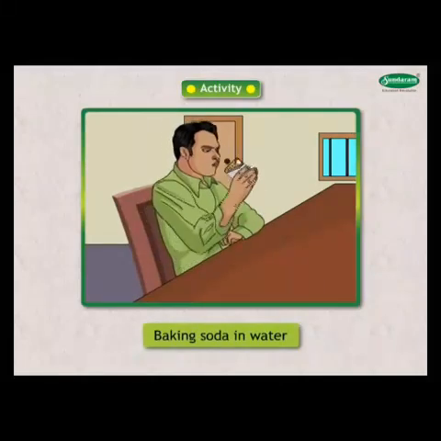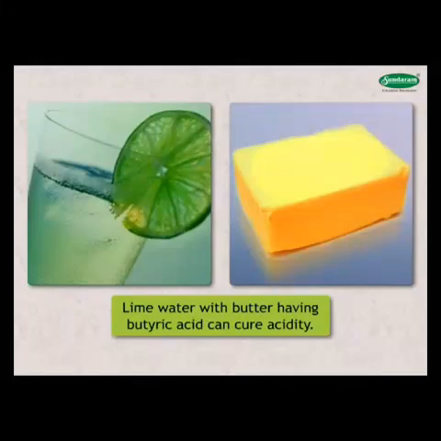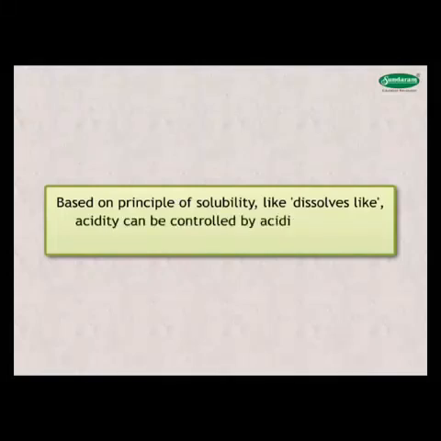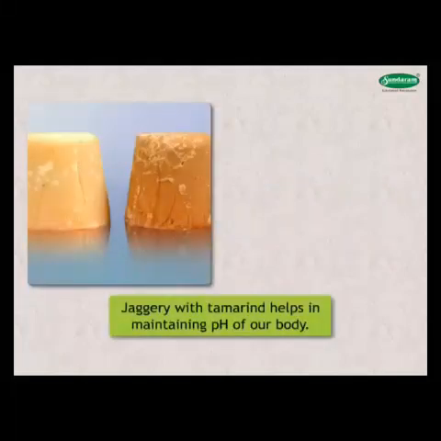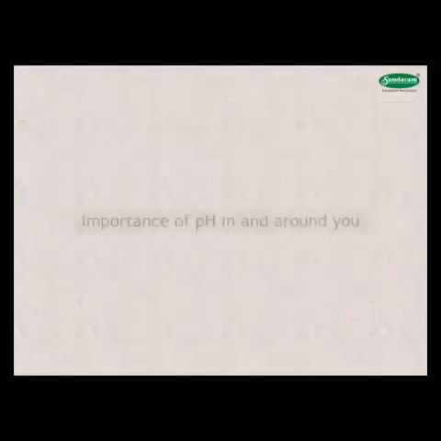Baking soda in water is a cure. Milk of magnesia, that is magnesium hydroxide, is also a cure. Lime water with butter having butyric acid can cure acidity. Can you explain why? Based on the principle of solubility, like dissolves like, acidity can be controlled by an acidic substance mixed with a basic substance. Similarly, jaggery is used with tamarind while cooking. This helps in maintaining the pH of our body.